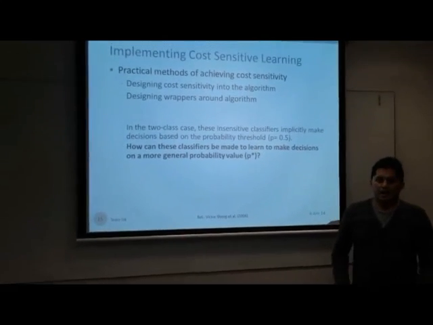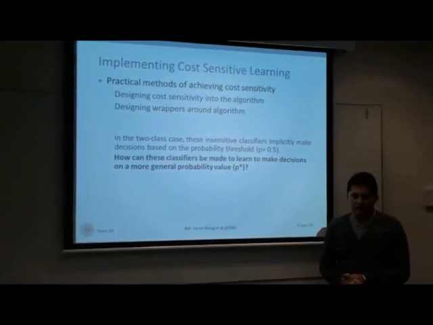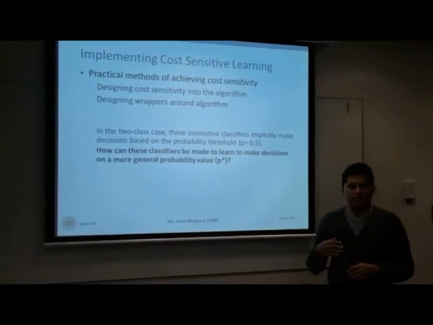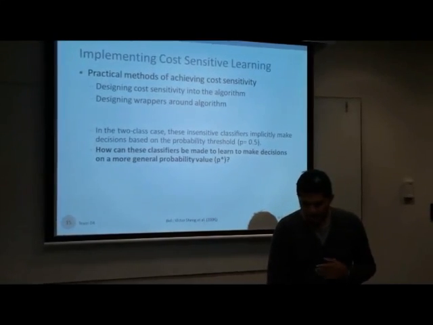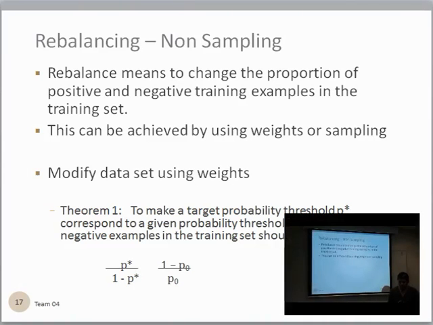Thank you. In this next part, we will see how classifiers can be made to actually make decisions based on a more general probability value or the threshold value. The author discusses how cost sensitivity is achieved by rebalancing. Rebalancing is the process of changing the proportion of positive and negative training examples in the training set. He proposes two methods: one is non-sampling and the other is sampling. Under the non-sampling method he uses weights, and under the sampling method, obviously, he uses sampling.